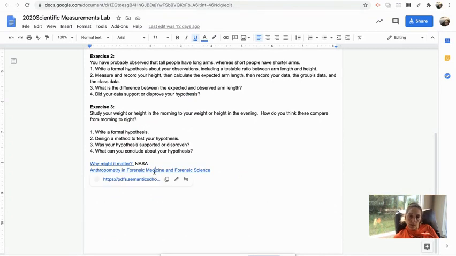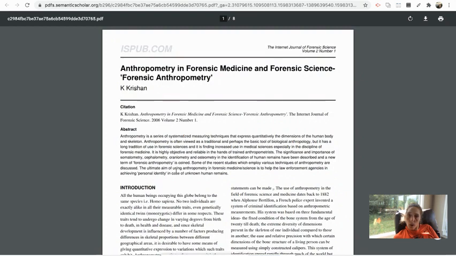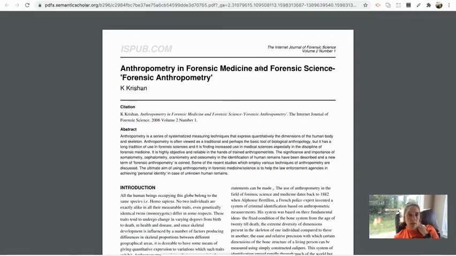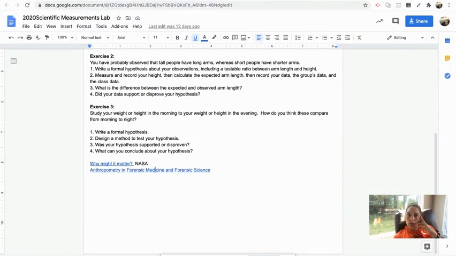And then this one is its significance to forensic science. So why do we care about this in forensic medicine and forensic science? These systematic ways of measuring body parts and dimensions. So that's just a little bit about why it might matter.